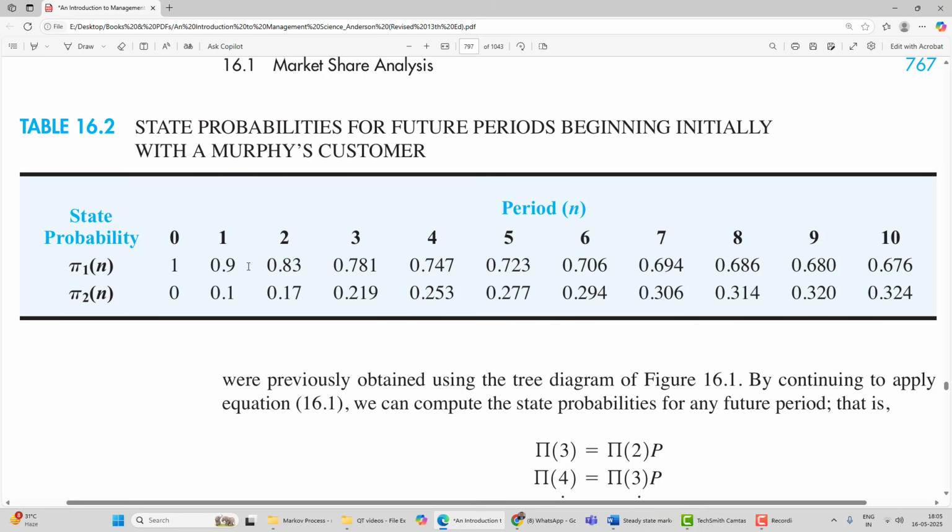One thing you can observe is that Murphy's market share, which started from 1 while Ashley was 0, slowly gets stabilized to somewhere around 0.68, 0.67, and 0.324.